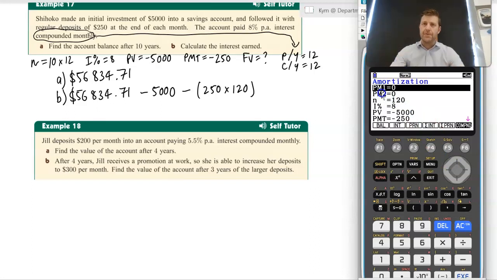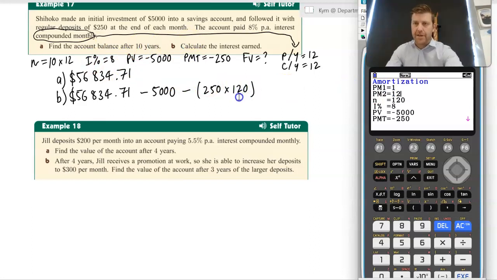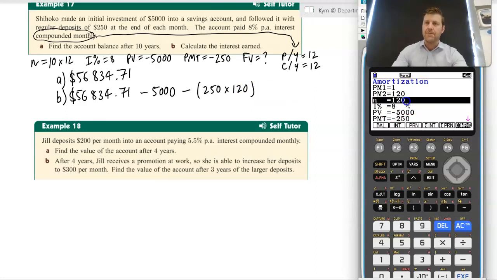Now, PM1 and PM2 refer to the period number. So I want to know how much interest is earned from and including the first period up until the end of the 10 years, which is the 120th period. Okay, there was 120 periods in total. It says it there, a value of N. So from the first month inclusive up until the last month inclusive, how much interest was earned.